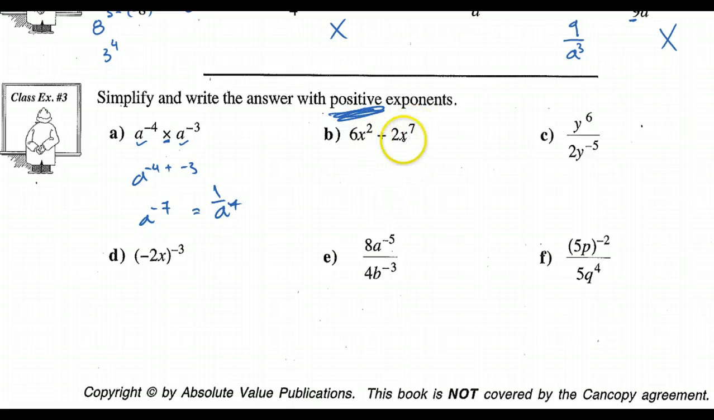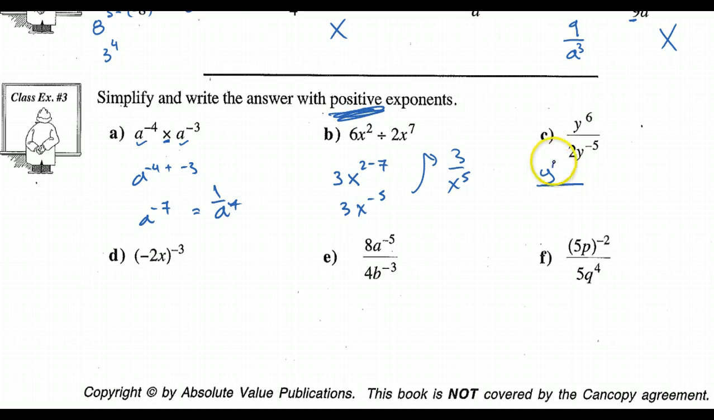6x squared divided by 2x to the 7. Well, 6 divided by 2 is 3. And then I have x to the 2 minus 7, 3x to the negative 5. And that becomes 3 over x to the 5. All right, y. We have y to the 6 minus negative 5, which becomes 6 plus 5. There's a 2 on the bottom here. Don't forget that 2. This becomes y to the 11 over 2.